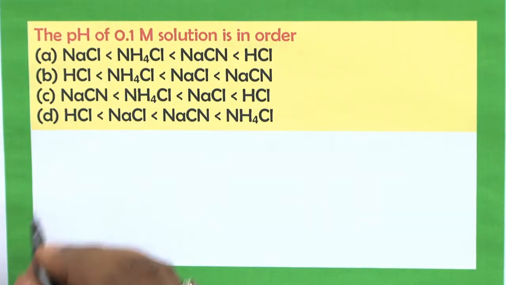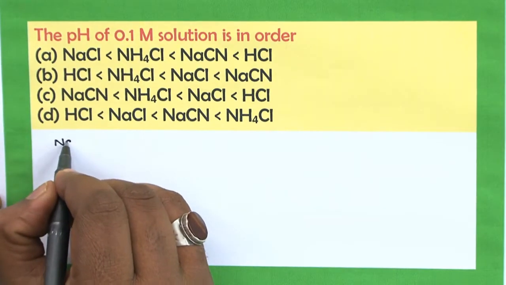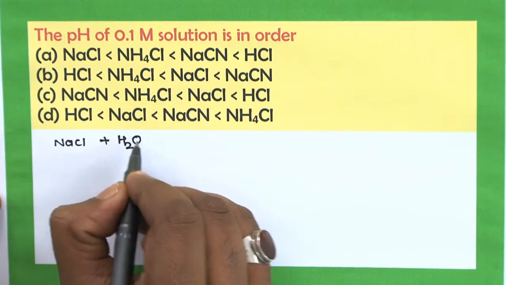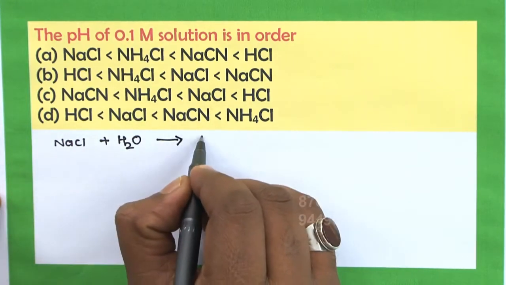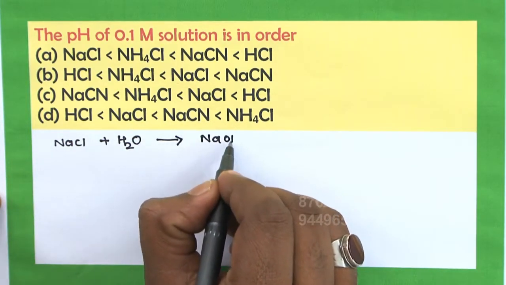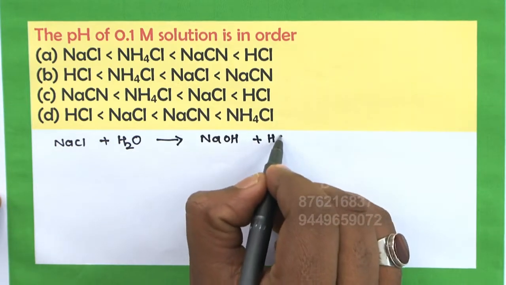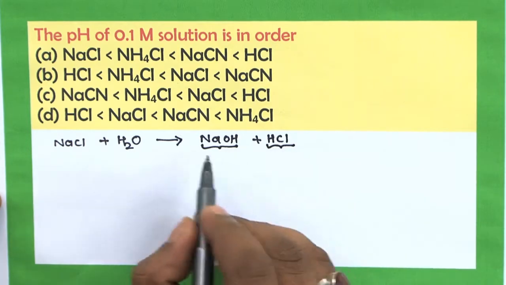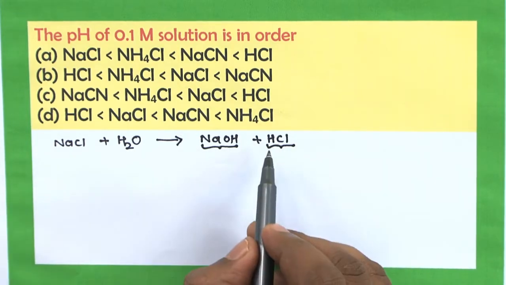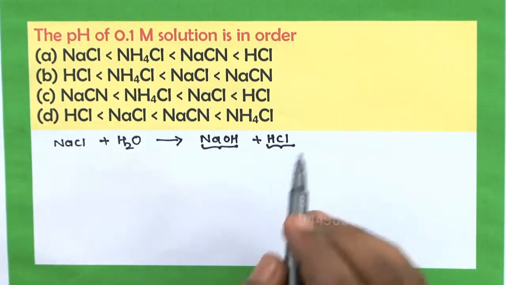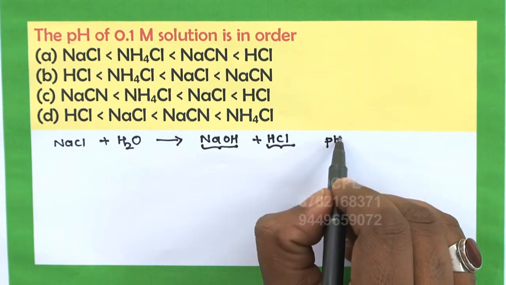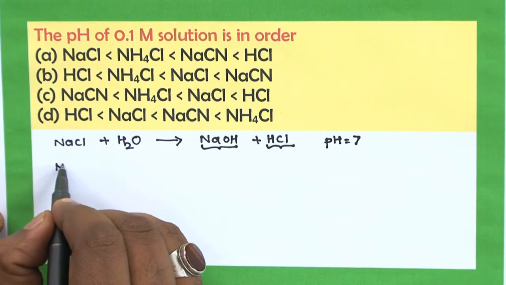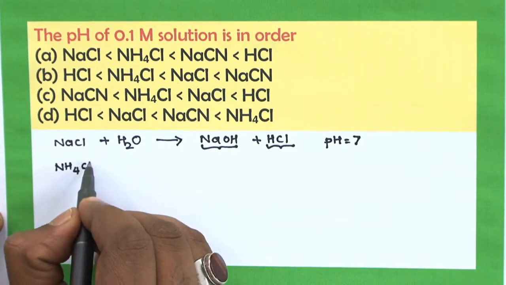Now, sodium chloride is given. Sodium chloride on hydrolysis, if you prepare a solution of it, you get NaOH plus HCl. NaOH is a strong base, HCl is a strong acid, they undergo complete dissociation, hence H plus ion concentration will be equal to OH minus ion concentration, hence pH of this solution will be equal to 7. The next given is ammonium chloride.